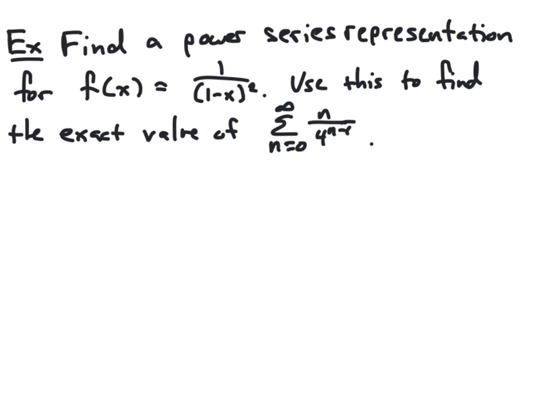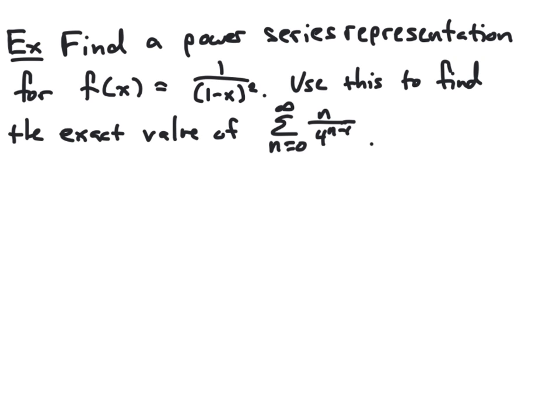For an example, let's find a power series representation for the function f of x equals 1 over (1 minus x) quantity squared. Once we have this power series representation, let's use this to find the exact value of the series from n equals 0 to infinity of n over 4 to the n minus 1.